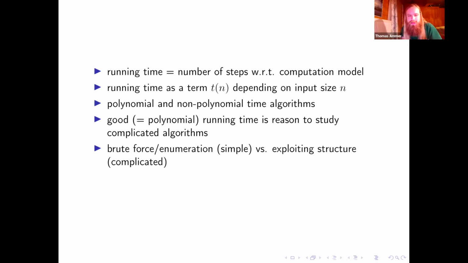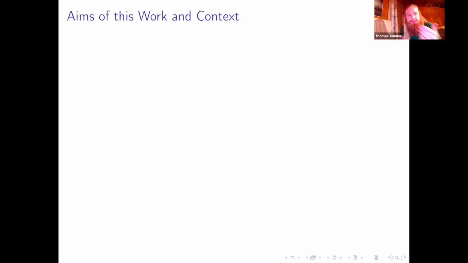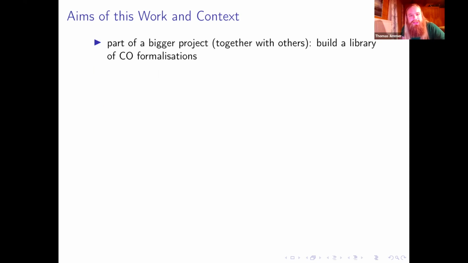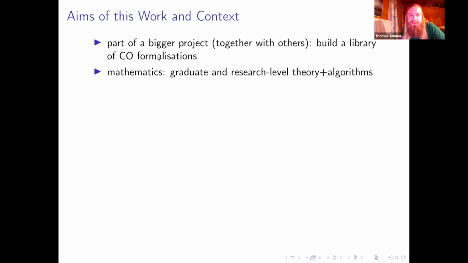So that's probably perfectly clear to the computer scientists, but in case you are not very familiar with running time analysis, then you should note that the good running time or the efficient running time of an algorithm is the reason for studying it, although the algorithm might be very complex. Okay. Now, the aims of this work I'm talking about today. So this is part of a bigger project that is done with some collaborators. So we try to build a library of combinatorial optimization formalizations in Isabelle HOL.